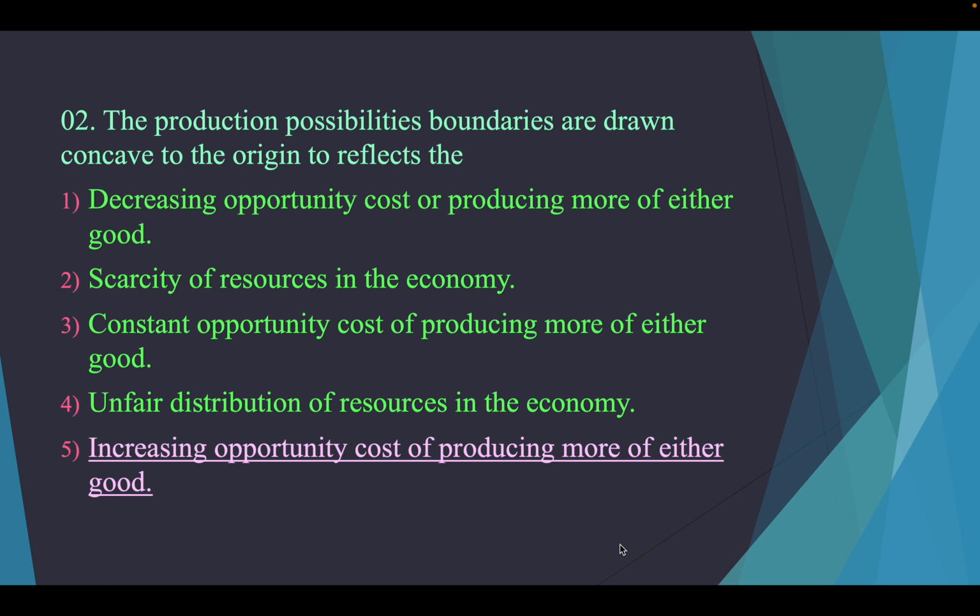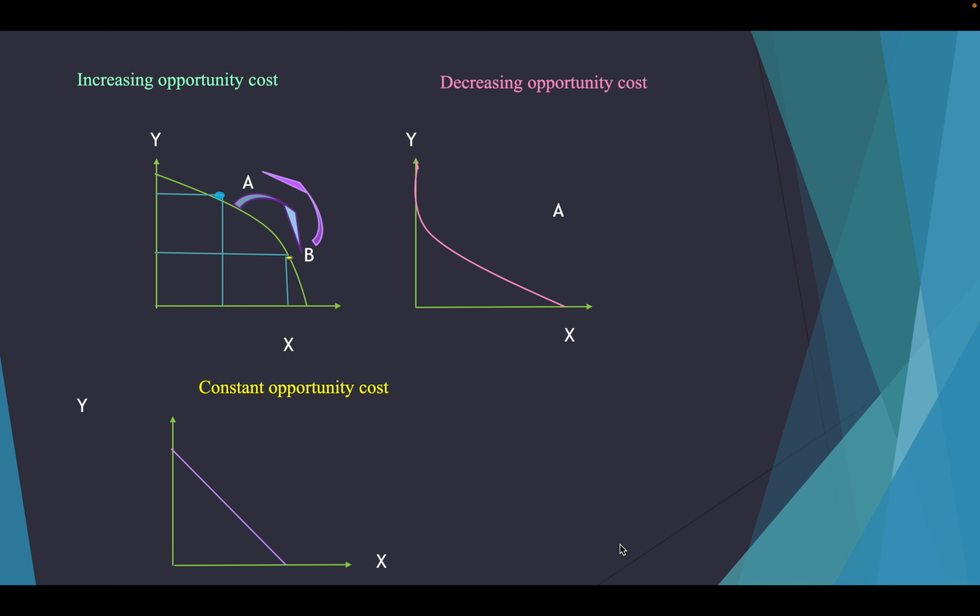Then, second question. The production possibility boundaries are drawn concave to the origin to reflect the... First of all, we will identify what the production possibility curves are. There are different types of production possibility curves. Okay, now you can see this one. This is constant opportunity cost. This is also a PPC curve. Production possibility curve and production possibility frontier are the same.